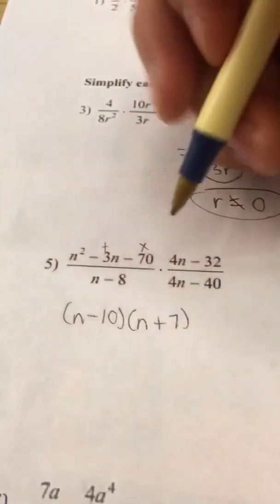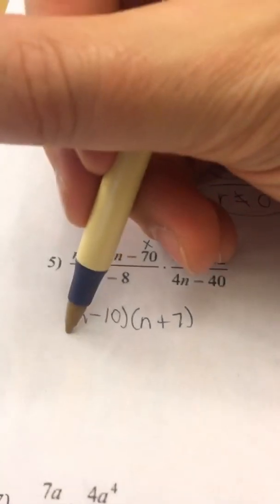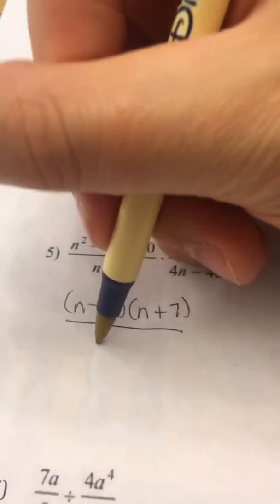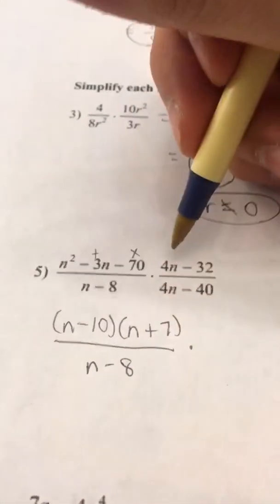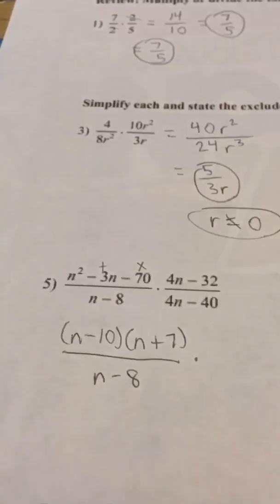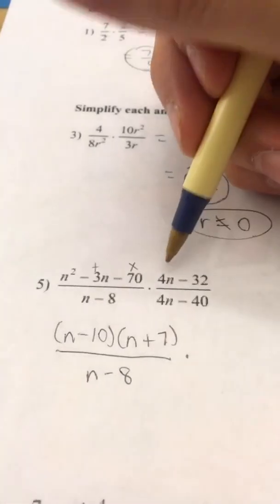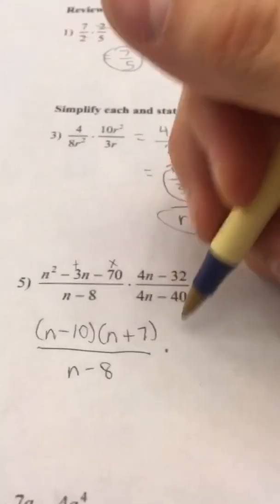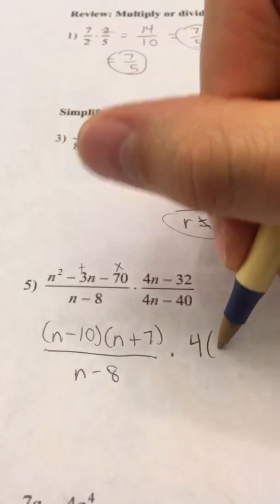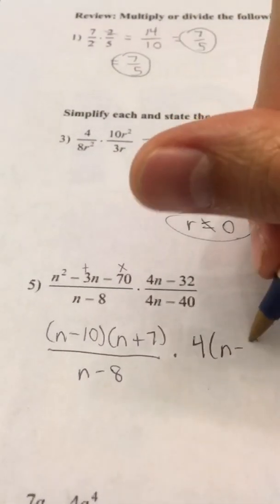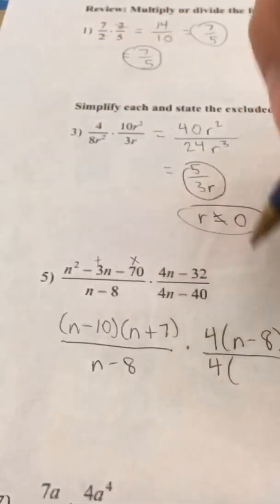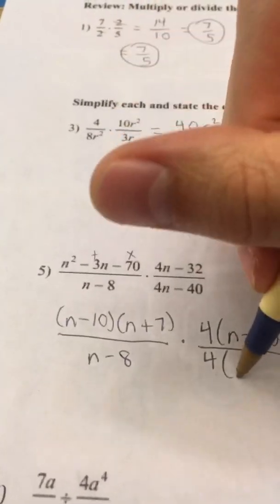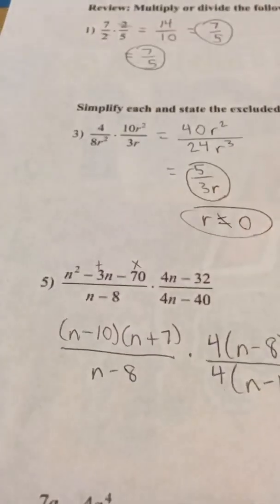Those would multiply to give me negative 70. They add to give me negative 3. Underneath that, nothing I can do with n minus 8. I can't factor that. Now, the other fraction, remember, what's the first thing you're supposed to look for when you factor it? Greatest common factor. GCF up here on top is 4. So that's going to leave me with n minus what? 8. And then on bottom, again, GCF is 4. Divide that out, that's going to leave me with n minus 10.